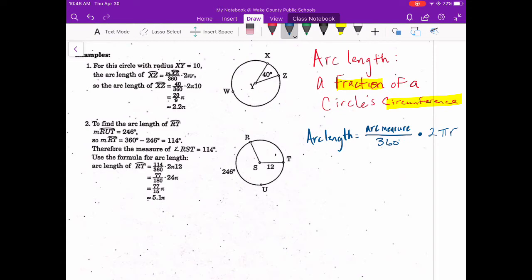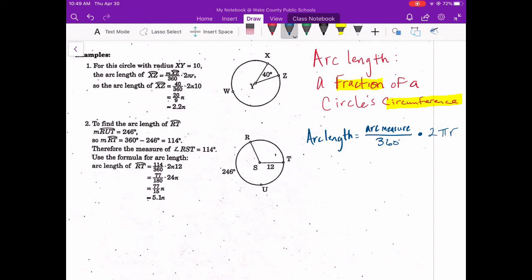Okay, so the way I want you to think about arc length is it's a fraction of a circle's circumference. Remember, I talked to you about an arc being a piece of a circle. So you're going to figure out what portion of that circle the arc is, and that's the portion of the circumference of that circle that's going to tell you the length of that arc. So it's going to be a fraction of the circle's circumference. All right, so here we go.